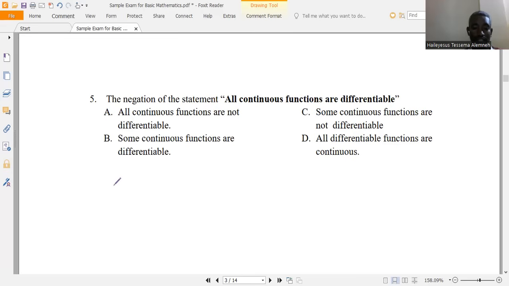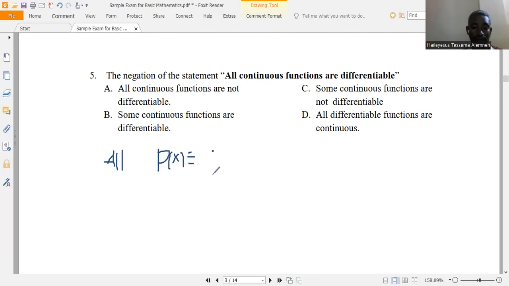All continuous functions are differentiable. The statement has "all" and "there exists", so think of both. P of x is: if continuous, then functions are differentiable. Now, all continuous functions are differentiable means this statement.